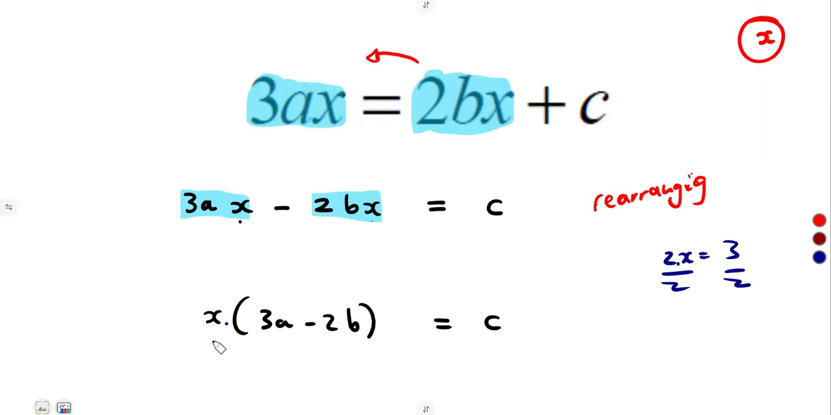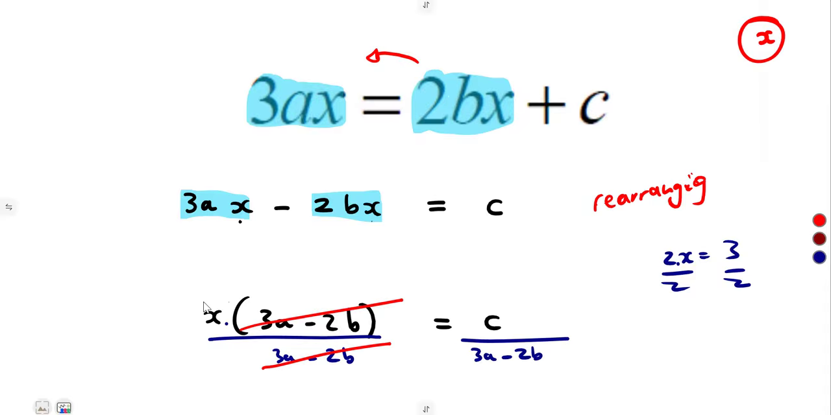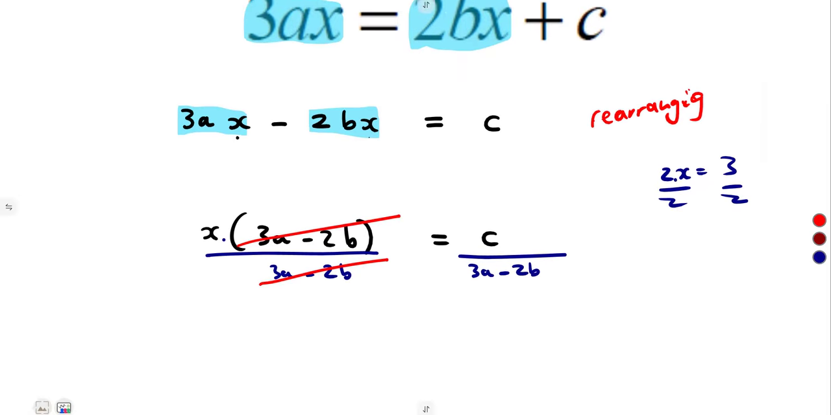This is what we have. So the bracket, 3a minus 2b, as it is here, cancels. You are left with x, the letter to be the subject, the one that you are asked to solve for. So therefore, x is equal to what you have on the right-hand side: c over 3a minus 2b, just like that.